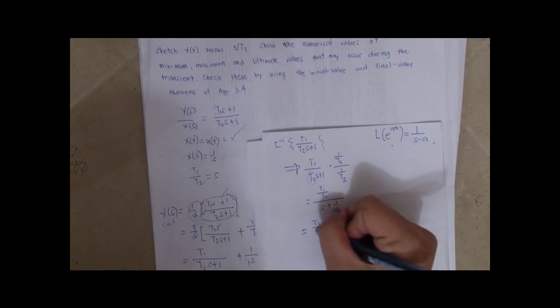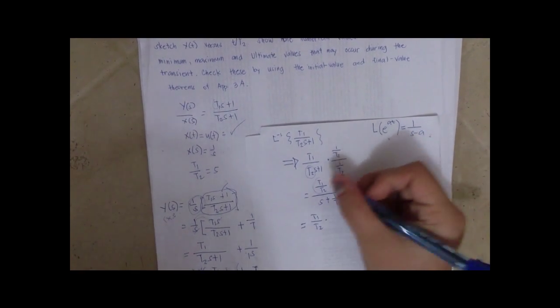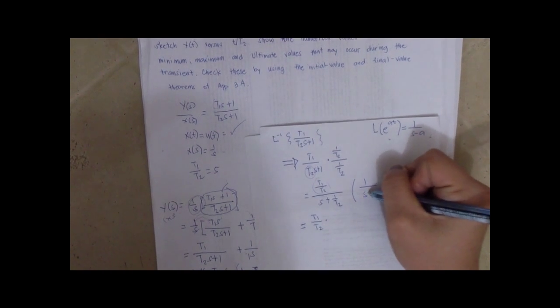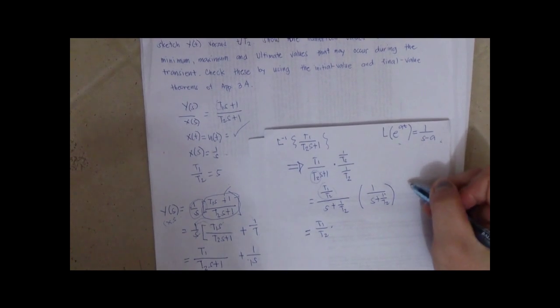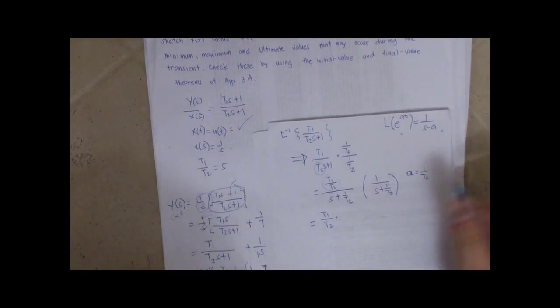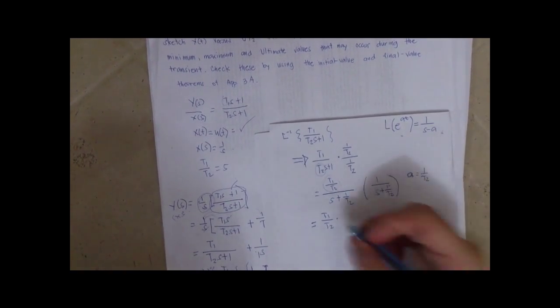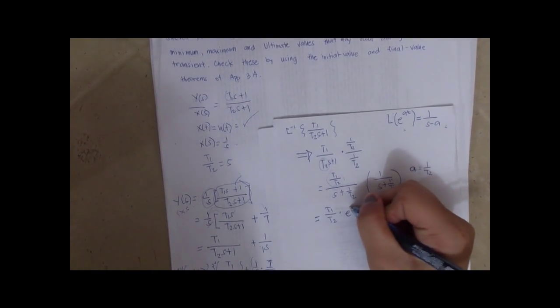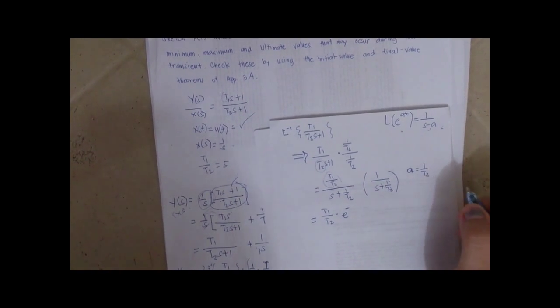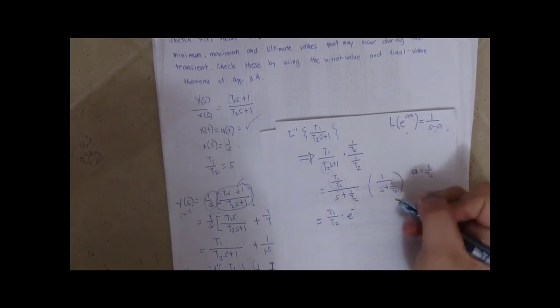So T1/T2 times the Laplace transform of 1 over (s plus 1/T2). The alpha here is 1/T2. When we take the inverse, it becomes e to the negative t over T2, since the form requires a negative exponent. So that is the Laplace inverse of this term.